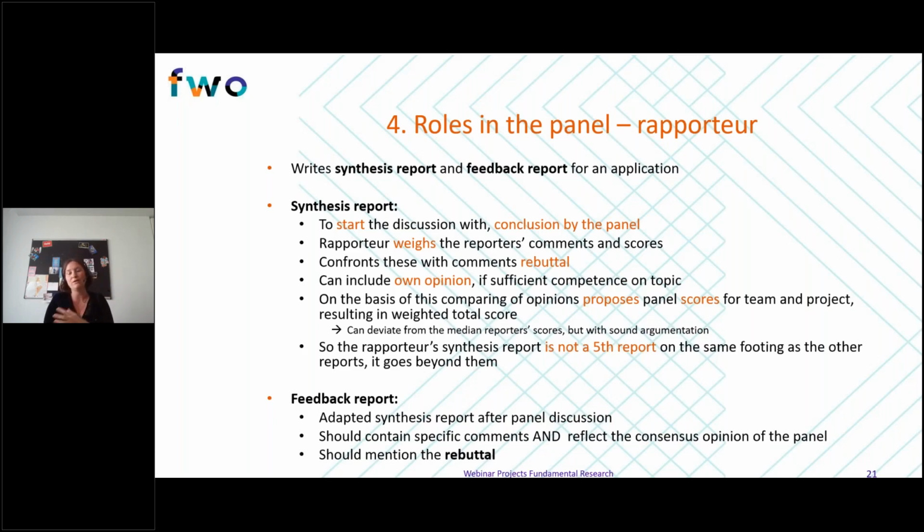The rapporteur in writing this report weighs the other reviewers' comments and their scores, and you compare them to one another, and then you also take into account the response to these comments by the applicant in the rebuttal, and you put all of this together and you write a kind of meta review or summary, if you will. This can include your own opinion if you have sufficient competence on the particular topic of the application, but make sure that you don't simply write a fifth review. That's not what a rapporteur should do.